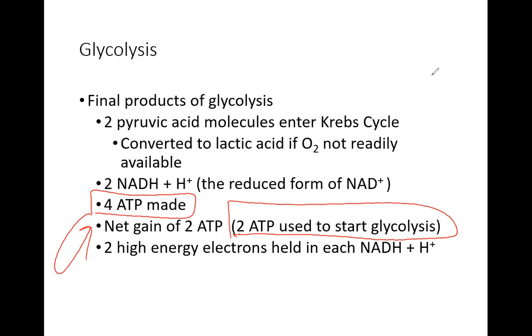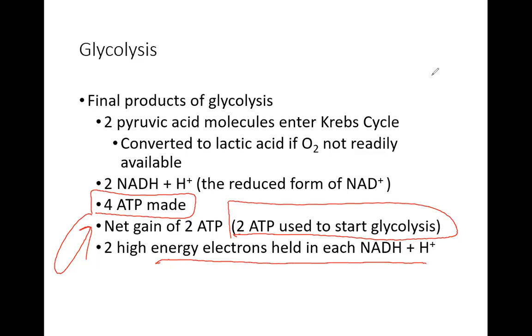But we still end up with each NADH has 2 high energy electrons. And that's more important than the fact that we've made 4 ATP for us. So glycolysis, we make 2 pyruvic acids, we make 2 NADHs, and we have a net of 2 ATPs.